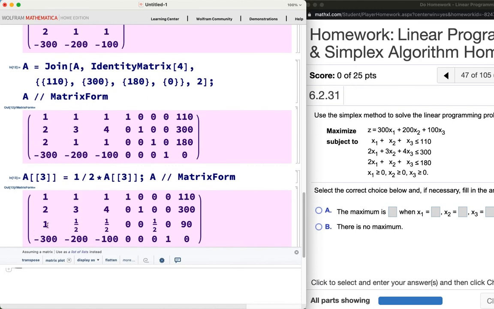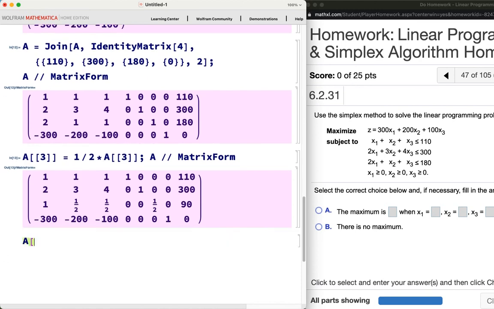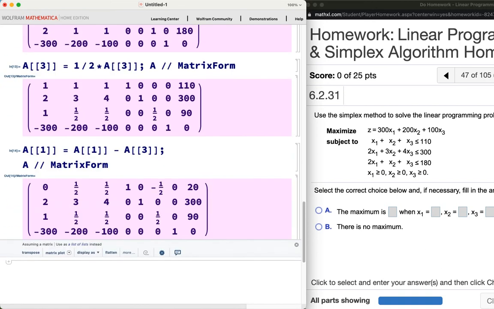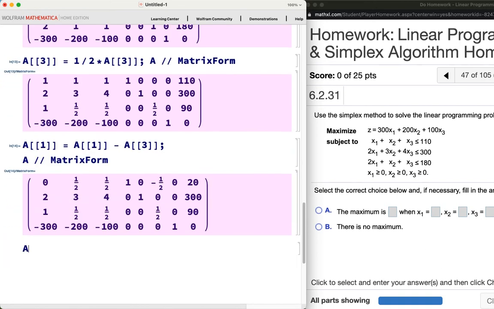Okay, so now this is a 1, and remember, all these other values become 0. So the first row is equal to the first row minus the third row. All right, matrix form. And then the second row, how are we changing the second row? The new second row is equal to the old second row minus 2 times the third row.